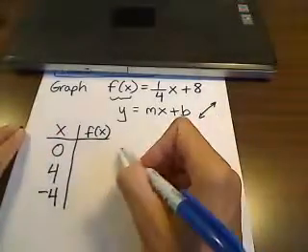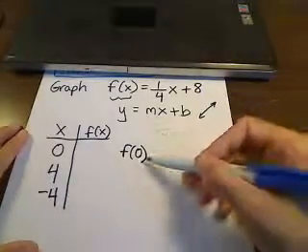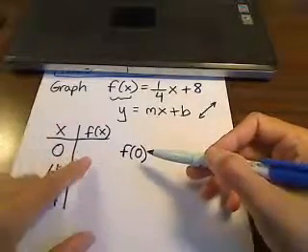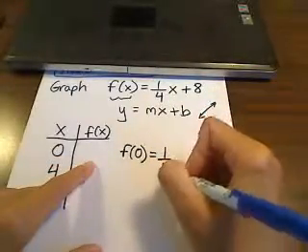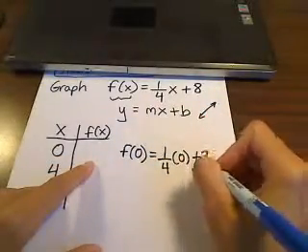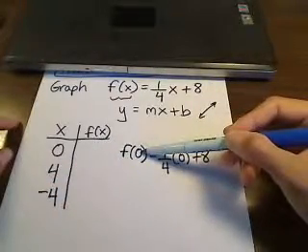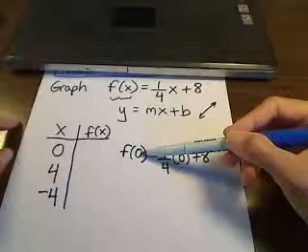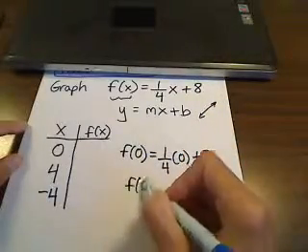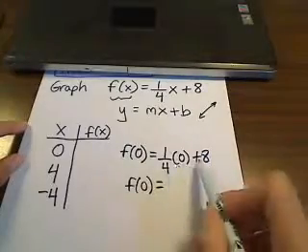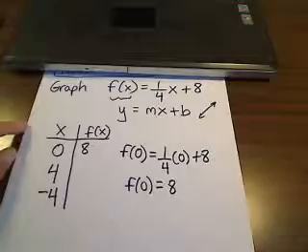The first thing I'm going to do is evaluate f of 0. If I evaluate f of 0, then I'll find the y coordinate that goes with the 0. I would plug 0 into my equation. f of 0 is simply saying find y when x equals 0. So if I plug x equals 0 in, this is 0, and then I have plus 8. So I have 0, 8 as one coordinate.